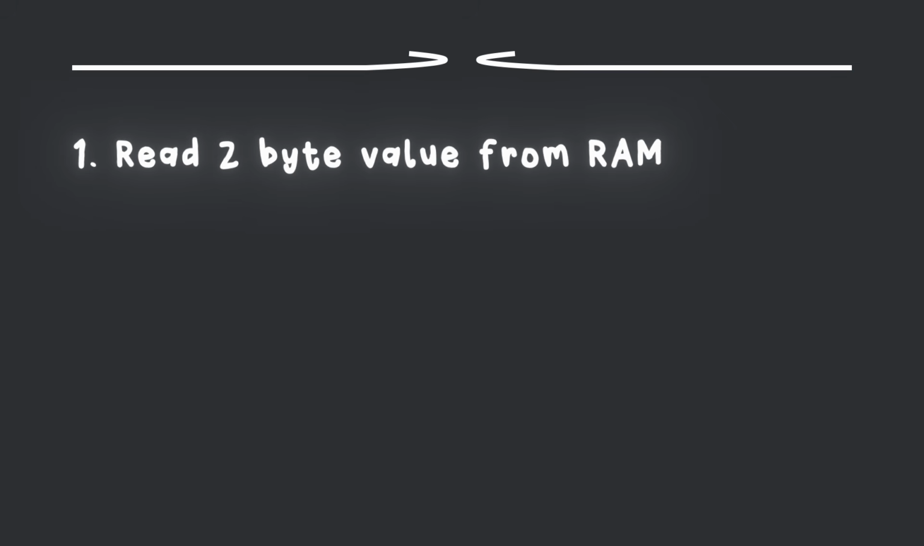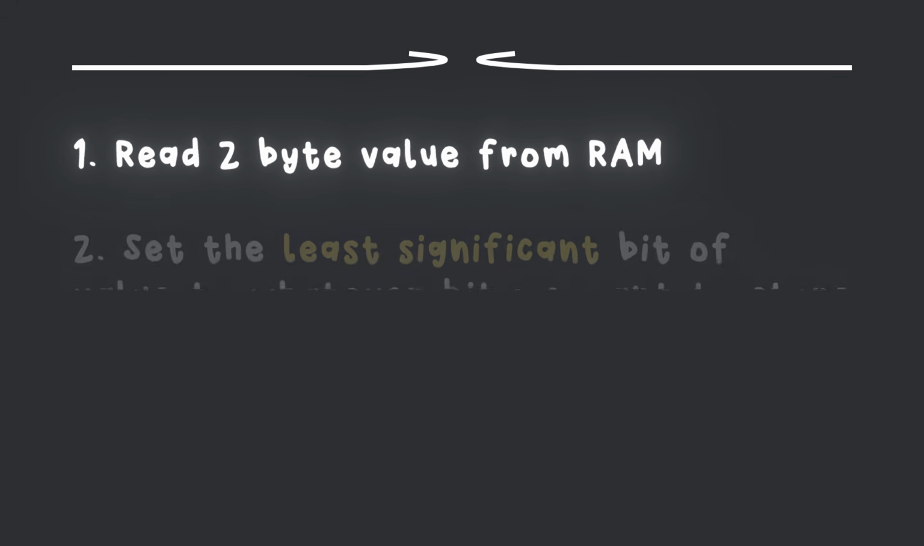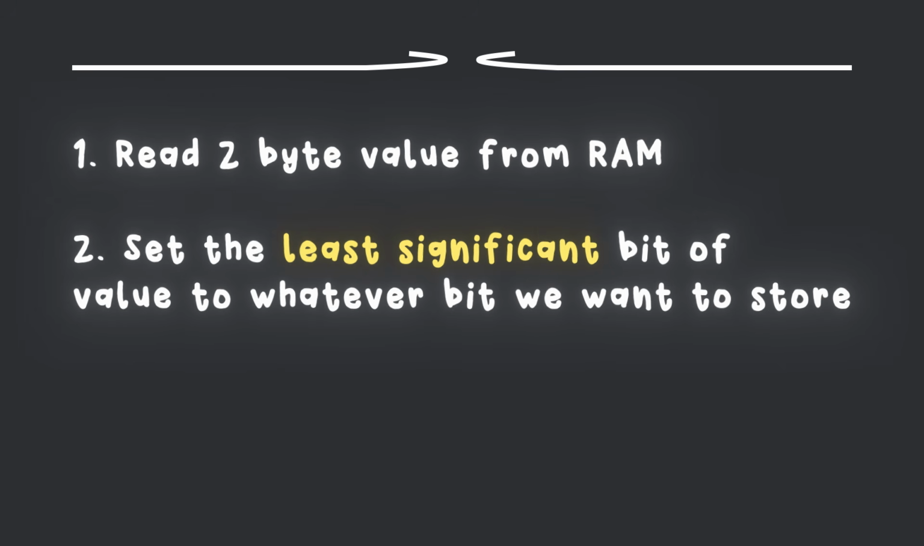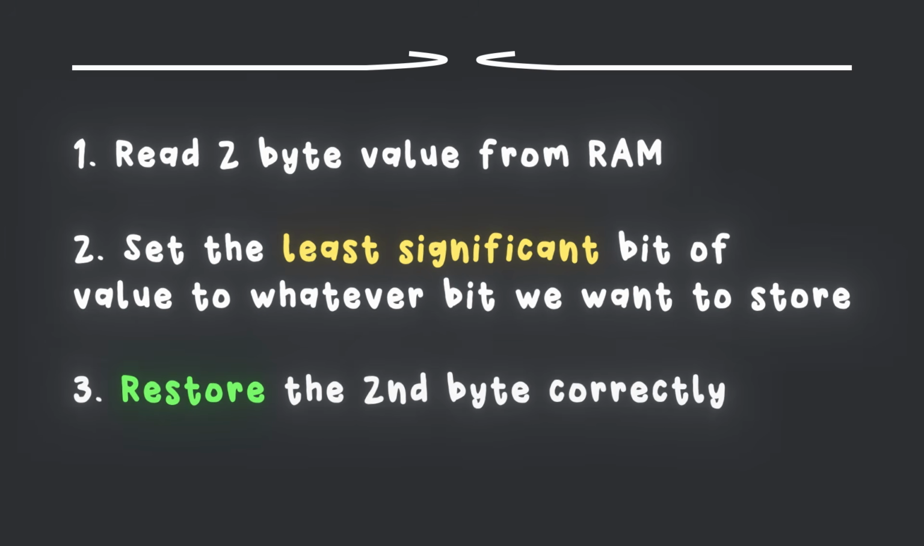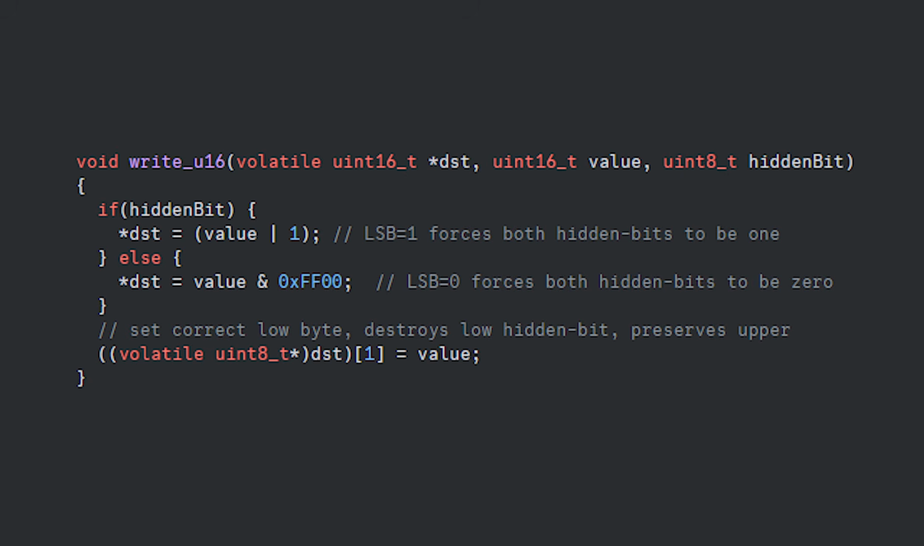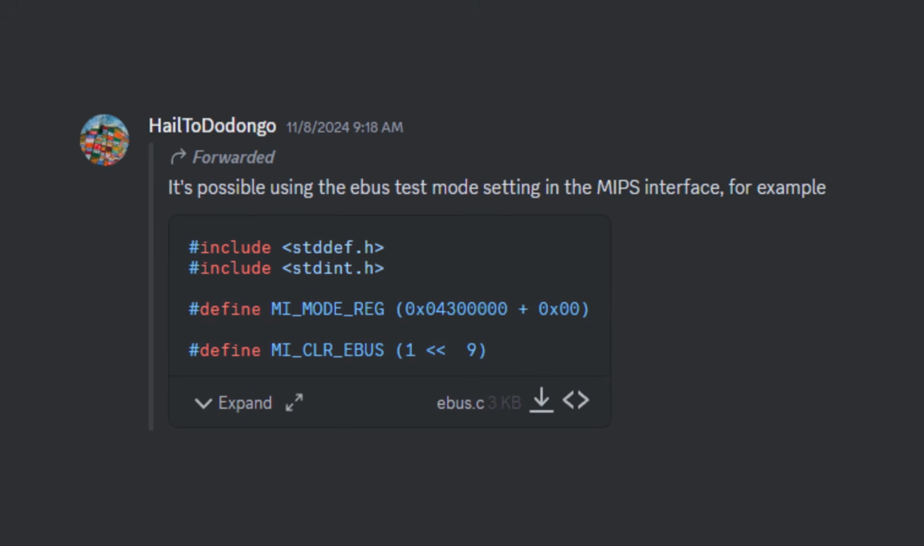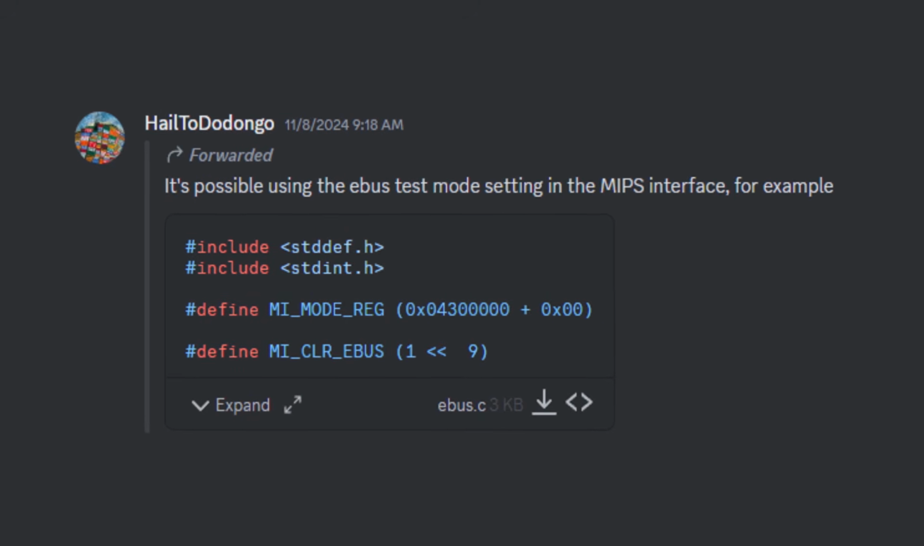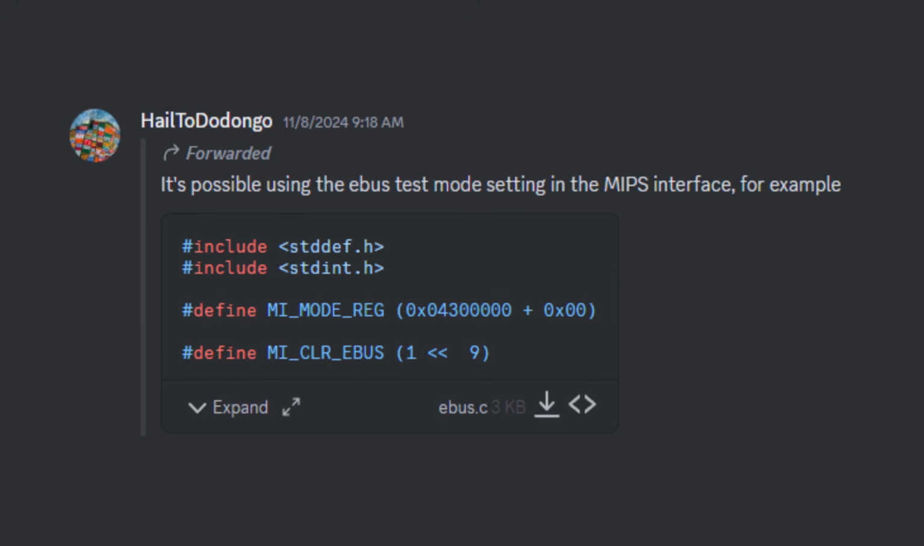1. Read a 2-byte value from memory. 2. Set the least significant bit to whatever bit we want to store in this 16-bit value. Of course, this will corrupt the 2nd byte of memory. And 3. Restore the 2nd byte of memory to whatever it was before our 2nd step. Now, after having done this, we've successfully set 1 bit of extra hidden memory in the first hidden bit of our 2 bytes. This is awesome, and we can read it as discussed before without any issue too. Shoutouts to Hail to the Tongo and Tharo for figuring out these methods. They've been working a lot more closely with the hardware than even I have.